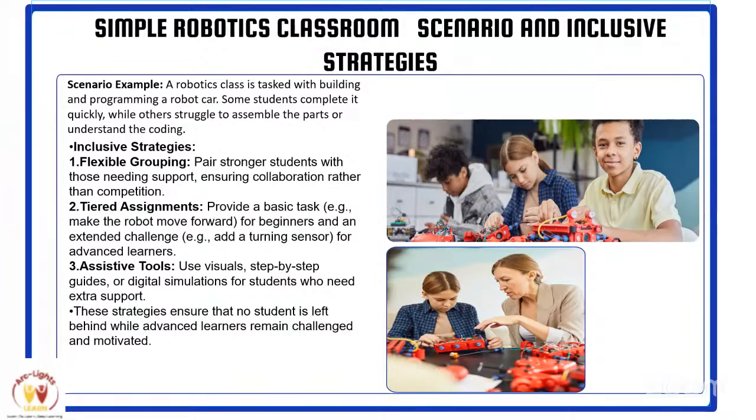Number two, tiered assignment. Provide a basic task, for example, make a robot move forward for beginners, and an extended challenge. You can also add maybe a turning sensor for advanced learners. That's cool. That's a task: make your robot move forward. For those that are more experienced, you can say add a sensor to detect obstacles or stops.